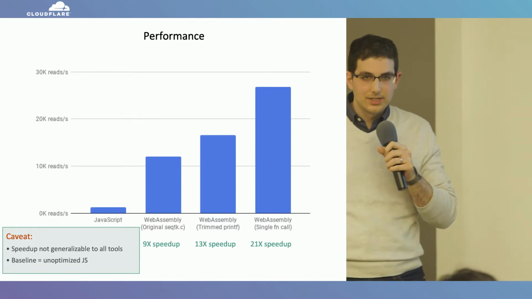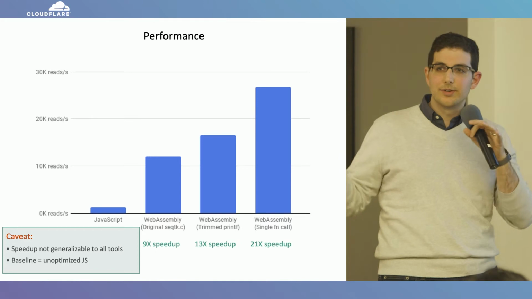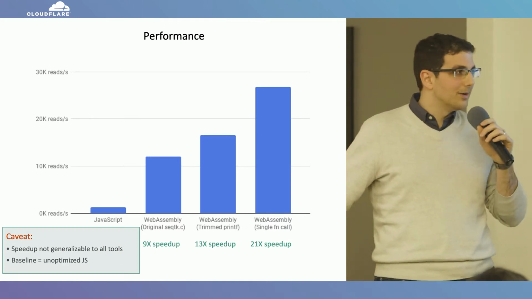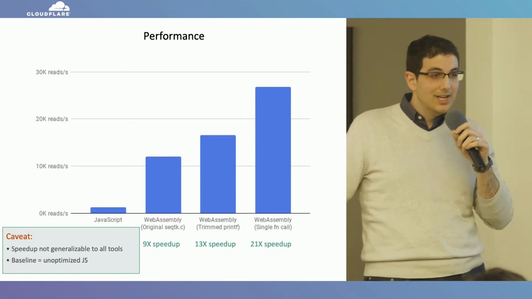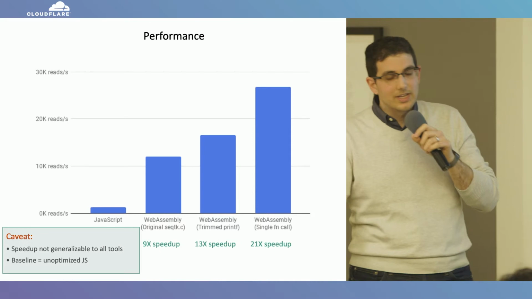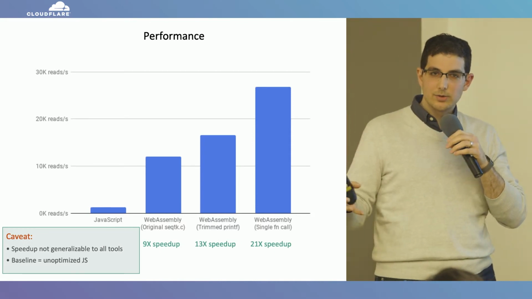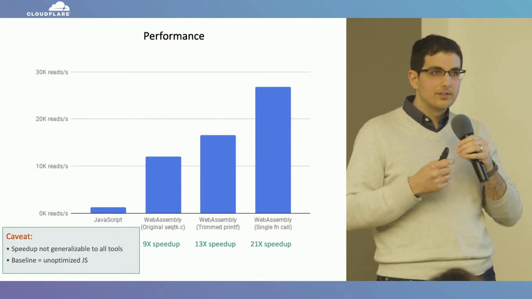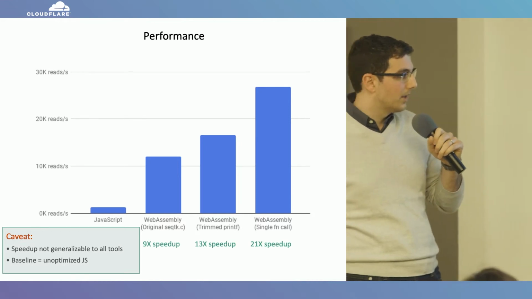This 20x speedup is not generalizable to all tools. I don't want you to come out of here thinking, I'm going to use WebAssembly and get a 20x speedup. You might only get a 2x speedup. You might only get a 10% speedup. You might even get a slowdown if there's so much communication that needs to happen between the main thread and the WebAssembly that you just end up spending all your time there instead of the analysis.